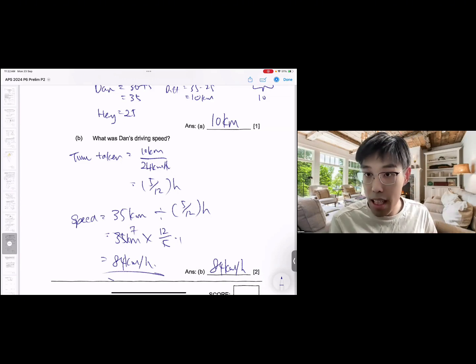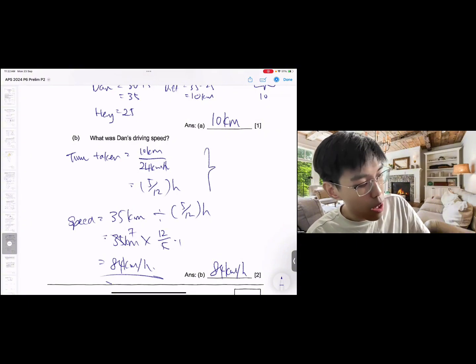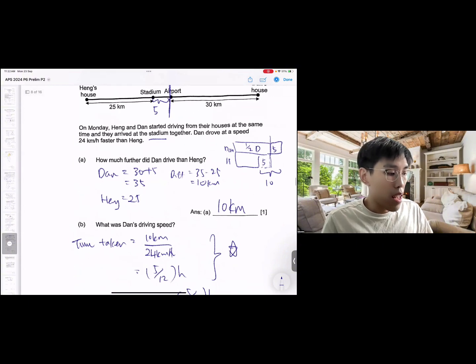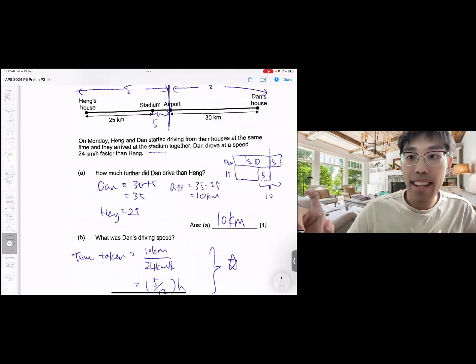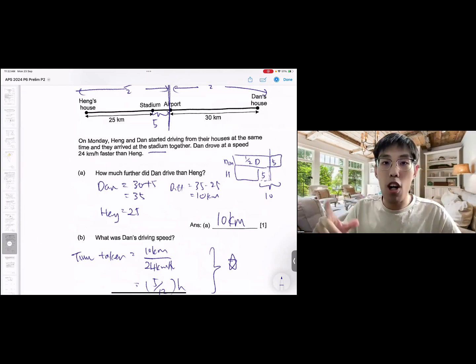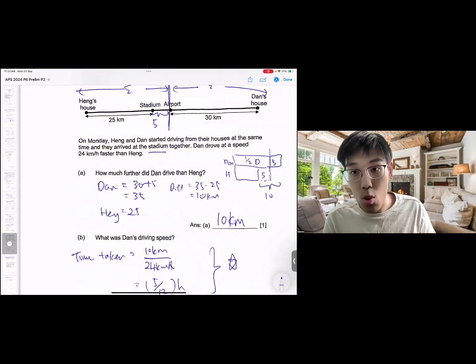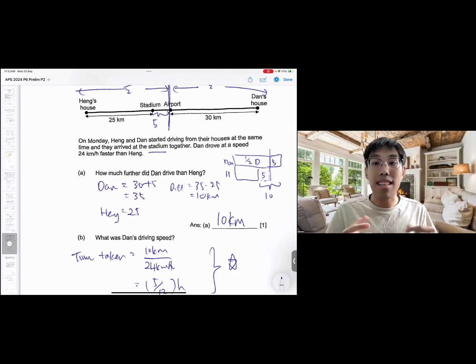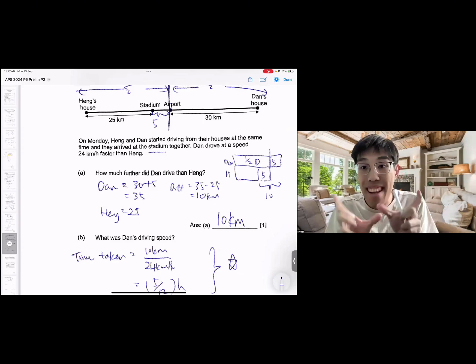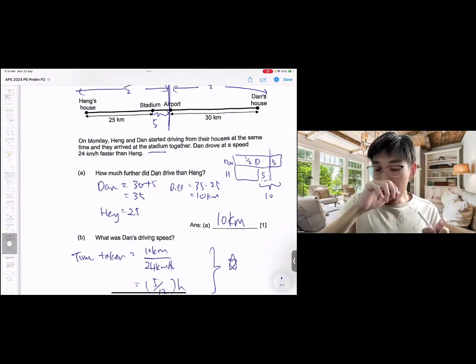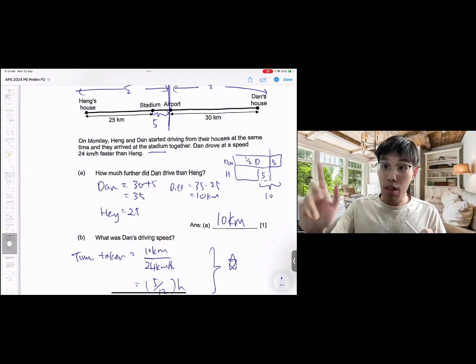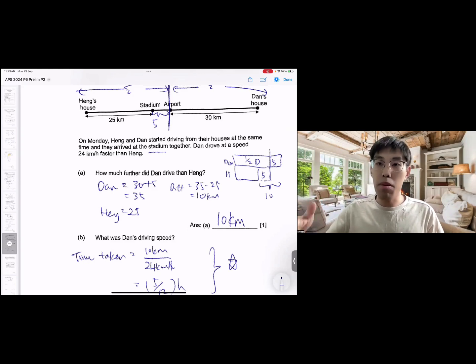So what is more important in this question is the driving speed here. So we know that this extra 10 kilometers distance that is being traveled is because Dan is driving faster at 24 kilometers per hour faster to cover for this 10 kilometers. So what is the time taken to cover this 10 kilometers? It's 5/12 of an hour. If they both travel for 1 hour, then Dan will travel 24 kilometers more because he travels 24 kilometers per hour faster. So we are using that to find the proportion.